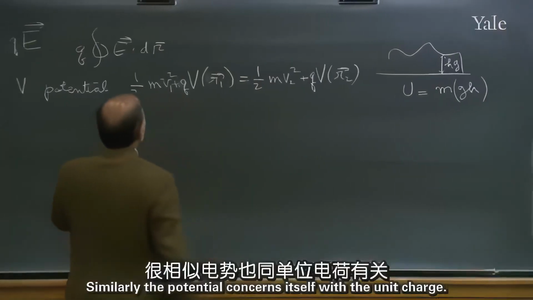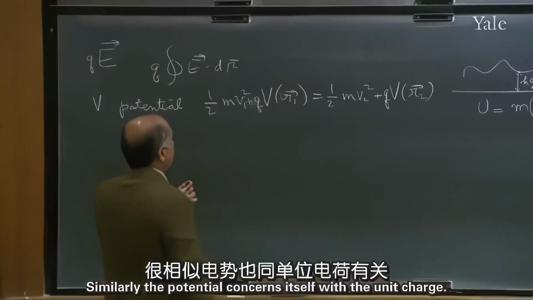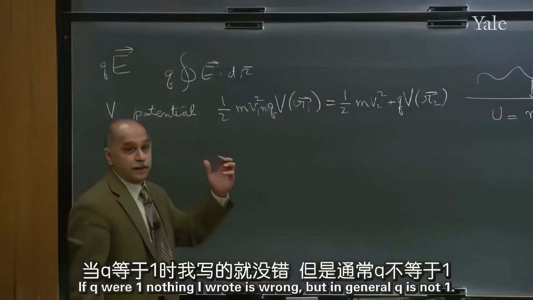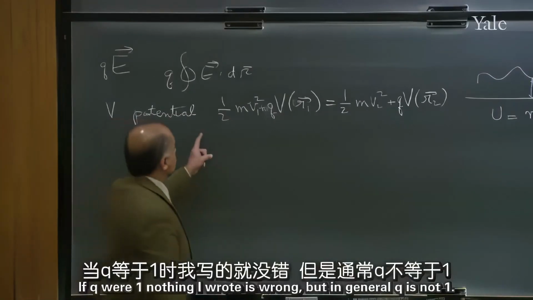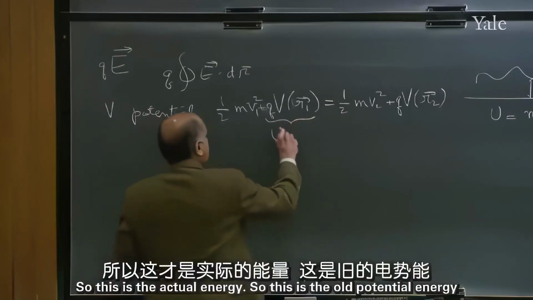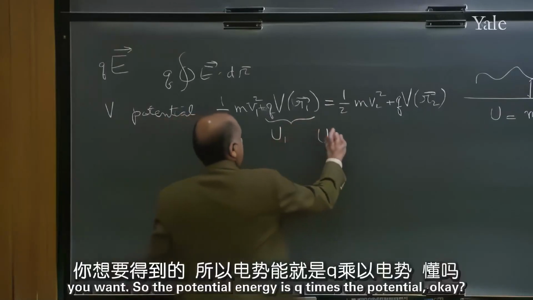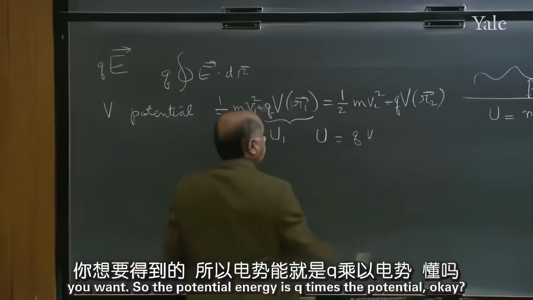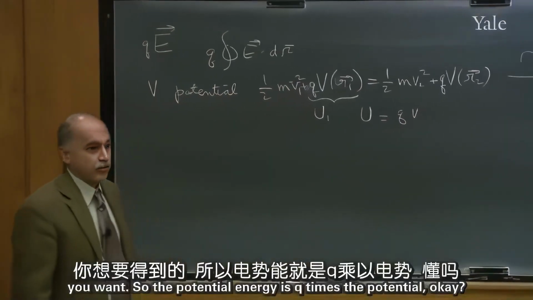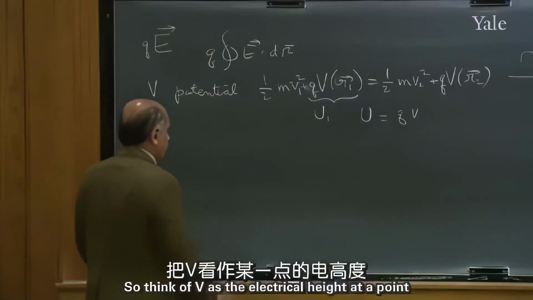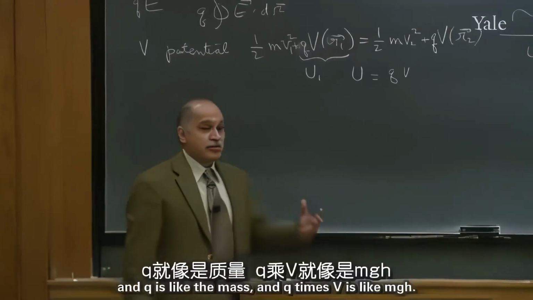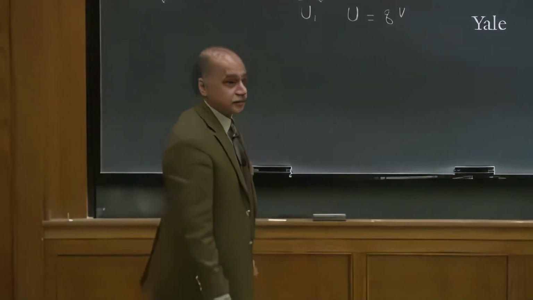Similarly, the potential concerns itself with the unit charge. If Q were 1, nothing I wrote is wrong. But in general, Q is not 1. So this is the actual energy. So this is the old potential energy, U1. So the potential energy is Q times the potential. Okay? So think of V as the electrical height at a point, and Q is like the mass, and Q times V is like mgh.